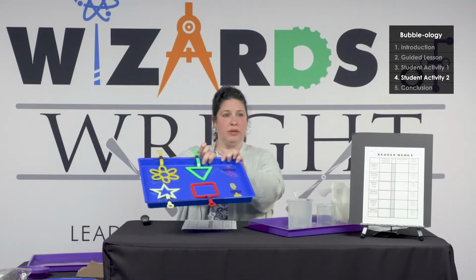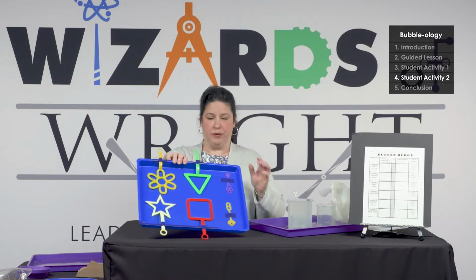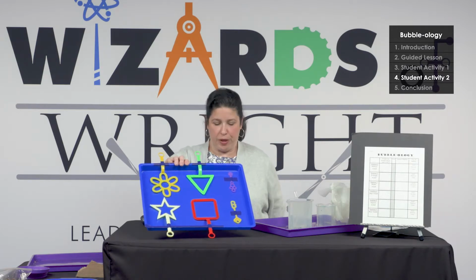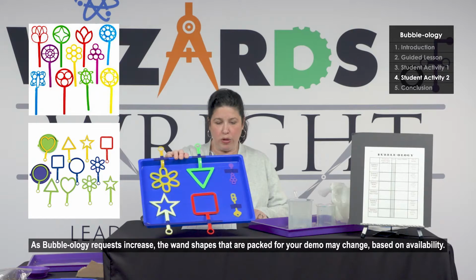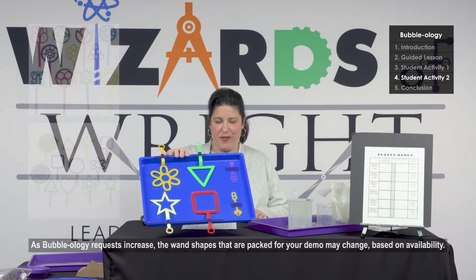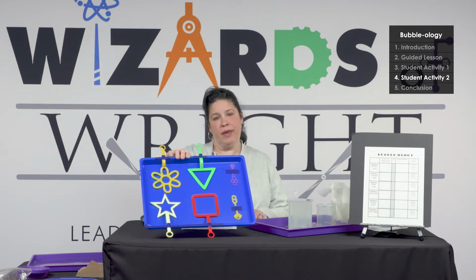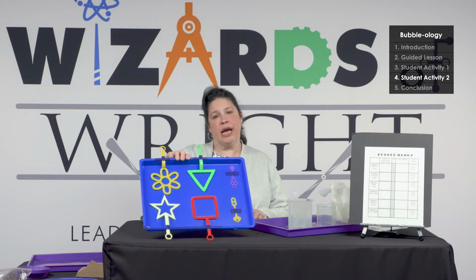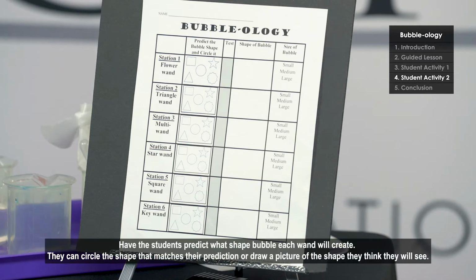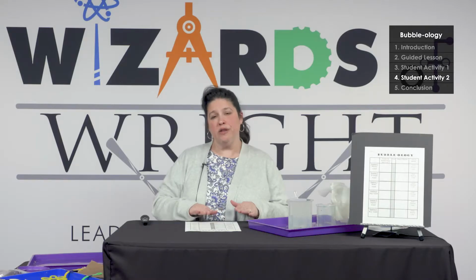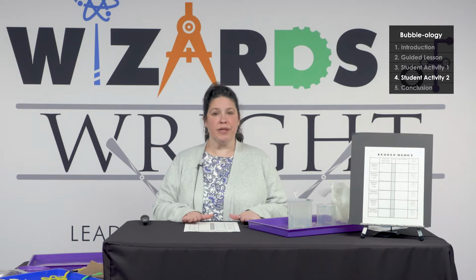My assistant put this together for us so we can see the different wands that we're going to be using. There's a flower wand, a triangle, a multi-wand, the star, the square, and the key. At each of the 6 stations, I would have 2 or 3 of these wands. The next column has the students predict what shape bubble they think that wand will create. I would have the students fill in this whole column together at the same time.